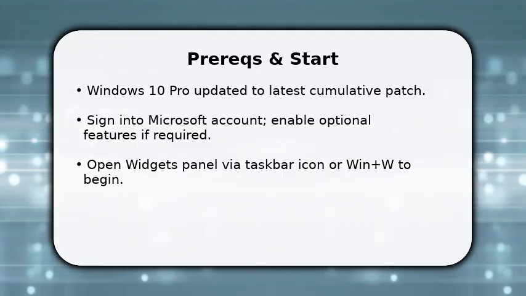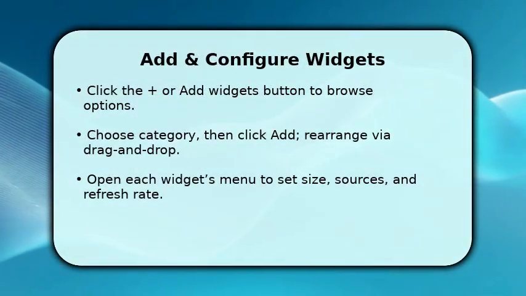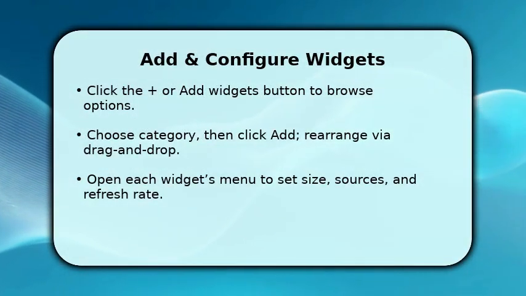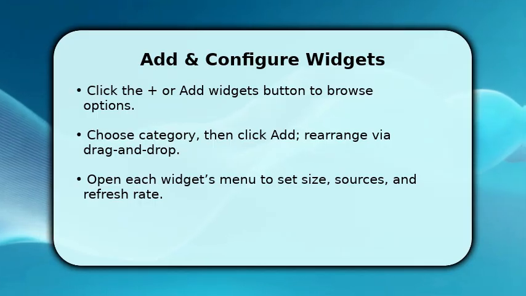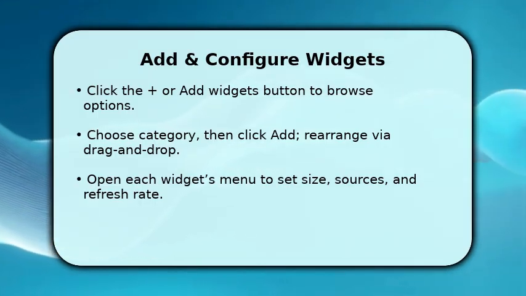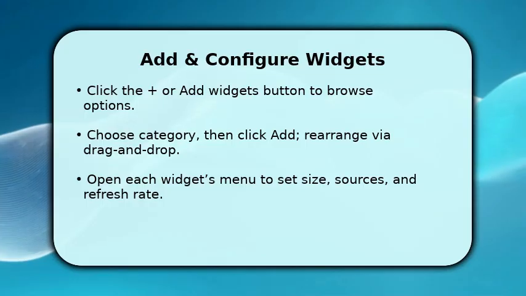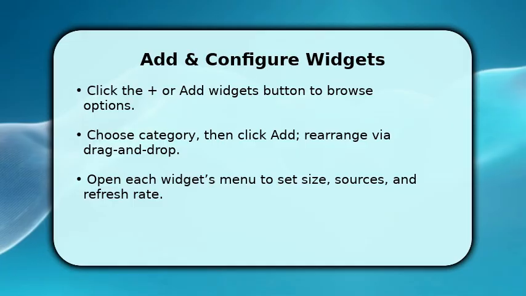Once the widgets panel is open, click the plus sign or Add Widgets button to browse the gallery. You'll find news, weather, calendar, traffic, and third-party options. You can click Add on any widget to place it on your board, then drag and drop to rearrange priority and layout.